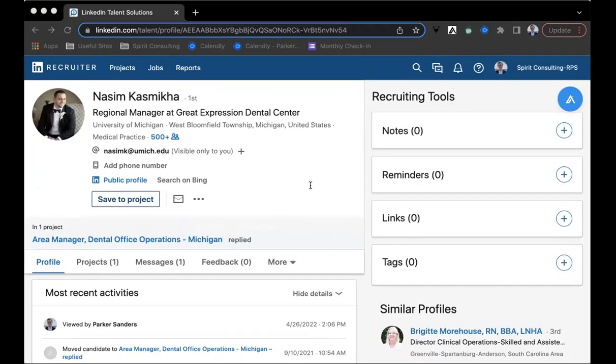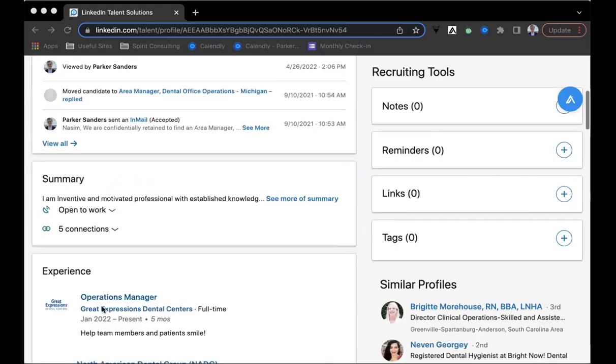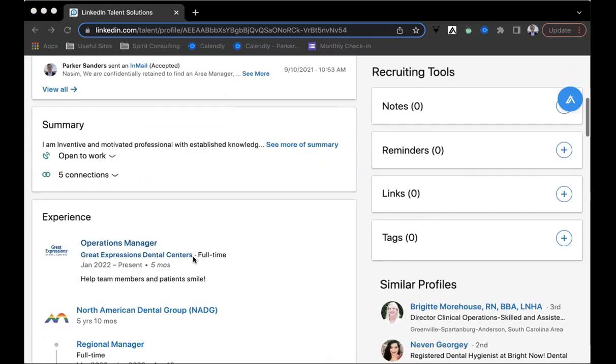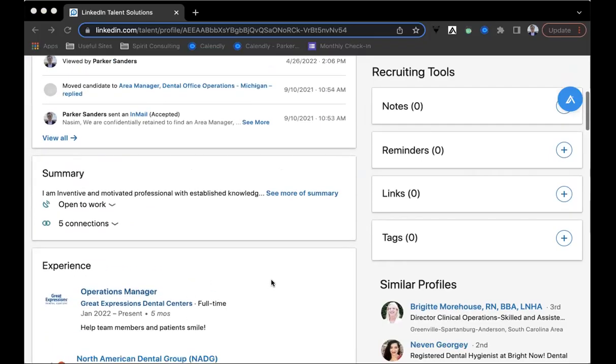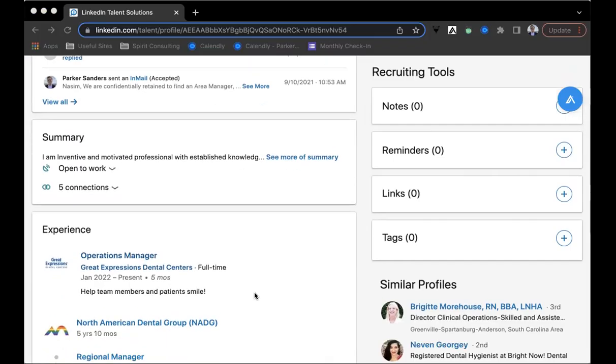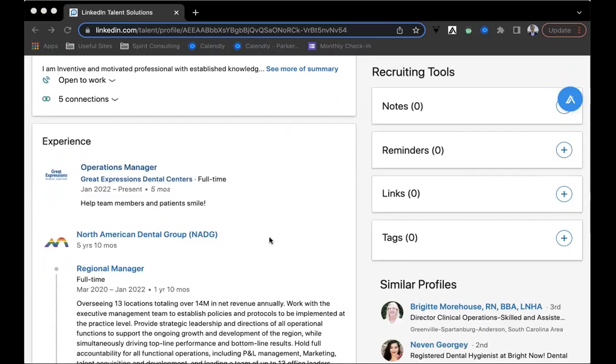But with that said, for this first example, we're going to start by looking at somebody who is the perfect fit, somebody who is just an ideal match for the role. So in this instance, that person is Nasim Kazmika, a candidate who was actually hired for this Great Expressions role. So you'll see it down there. He actually has it labeled operations manager, which is not actually his title, but hey, we won't hold that against Nasim. So you'll see that position now, but let's take us back and imagine his current role is still this one with North American Dental Group, NADG.